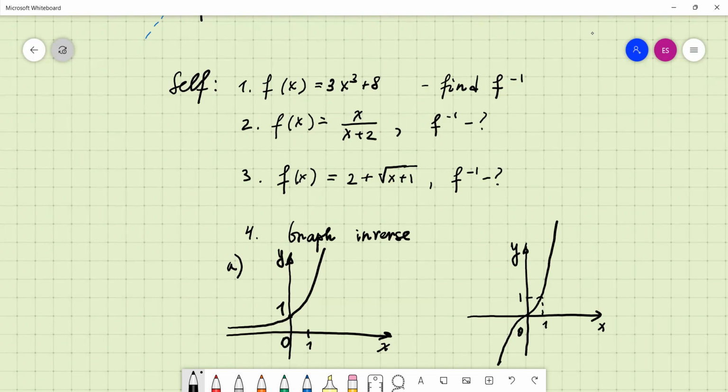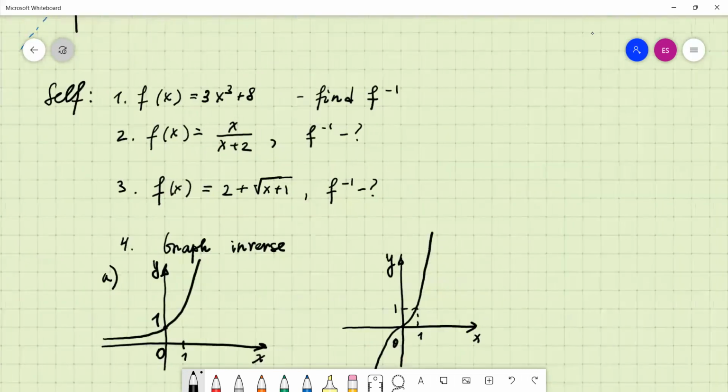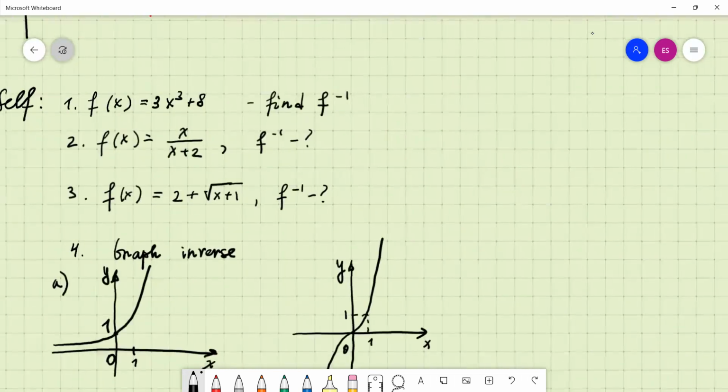For the graphs, I just want to see the graph of the inverse. Okay, I'm going to count to 5 and wait until you solve it and go back and check your solution. So 1, 2, 3, 4, 5. I'm going to continue solving it, but I suggest you try on your own. So guys, I'm going to solve the problems over here. Okay, solutions.